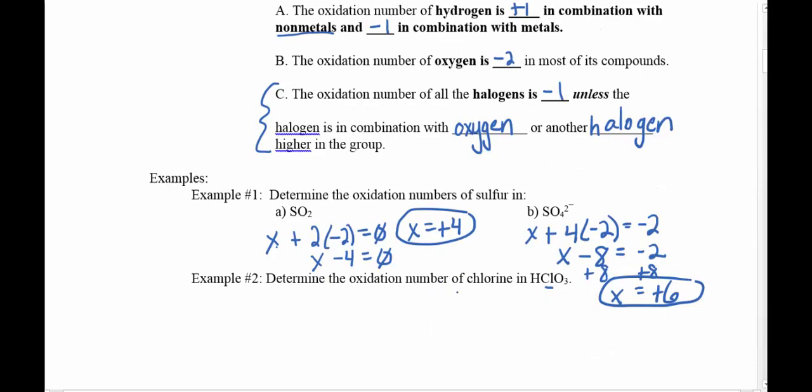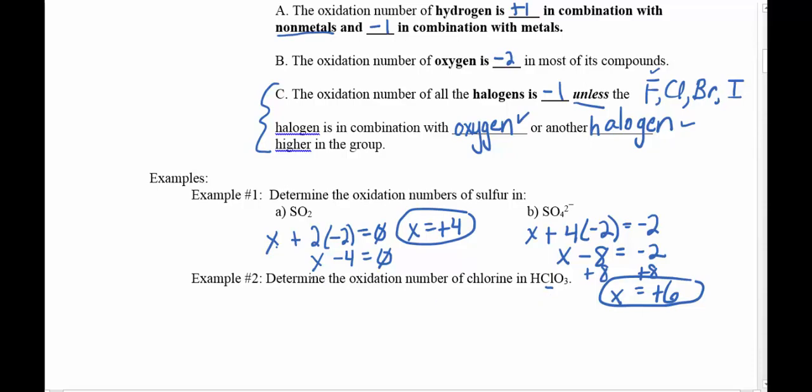Okay, so for our last example, we're determining the oxidation number of chlorine in HClO3. And you might remember from above that we said the oxidation number of all the halogens is minus 1. And of course, fluorine, chlorine, bromine, and iodine are all members of the halogen group. So you might think that chlorine's minus 1. But notice that there's a caveat. It says unless the halogen is in combination with oxygen or another halogen that's higher in the group than it is. In this case, the chlorine isn't in combination with fluorine, which would be higher in the group, but it is in combination with oxygen.